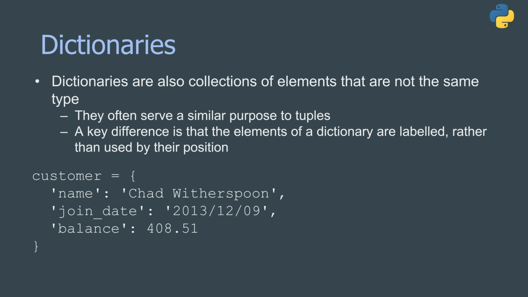When I want to grab the name of this customer, I'll say customer, square bracket, and then in quotes, name. That will give me the name field of the customer. And if I want to get the balance, I'll say customer, square bracket, and then in quotes, balance. That'll give me 408.51. This is really convenient because I might accidentally put these values in the wrong order. In a tuple, that would be a disaster because I'd end up getting the wrong value and using it in the wrong way in my program. But in a dictionary, if I'm using square bracket balance, that's always going to give me the balance. Even if I accidentally put the balance first in the dictionary, it doesn't really matter.